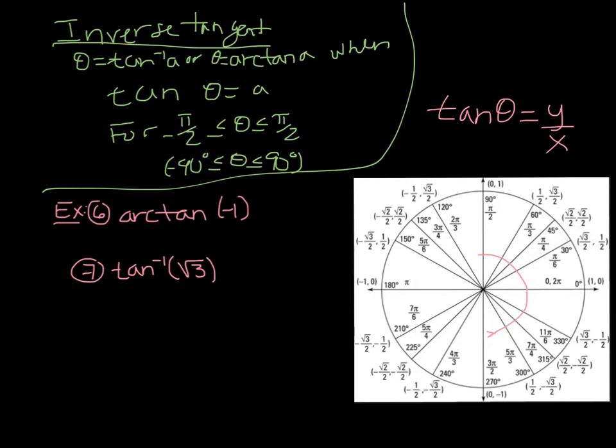So for the first example, number 6, I am looking for the arctan of negative 1. Remember, that's the inverse tangent of negative 1. So what I'm looking for there is I want to figure out where I have a value of y over x where I have negative 1. You'll actually find that that's going to happen at radical 2 over 2, negative radical 2 over 2, because if you divide those two things, they are going to give you a value of negative 1.